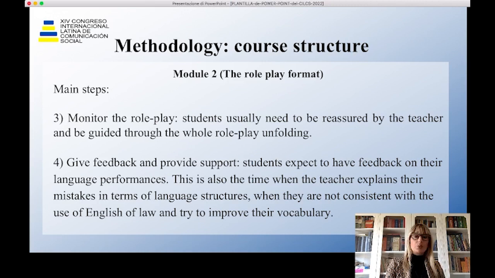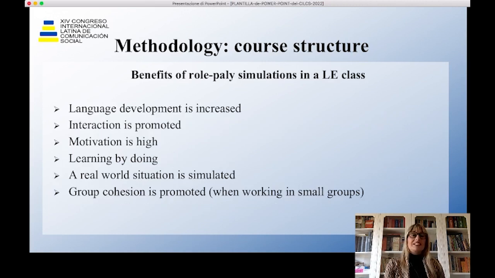This is also the time when we explain the mistakes in terms of language structures, and when we put in practice some strategies in order to overcome their difficulties. Again, in this case, we have several benefits when we role-play some real-life situations. Language development is increased, so they learn new vocabulary. Interaction is promoted, like in the case of using video terminology or content videos, because they interact.